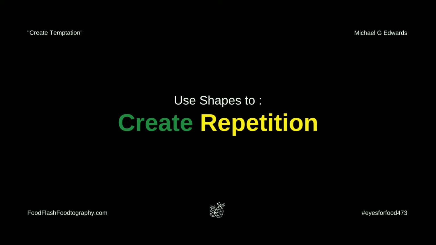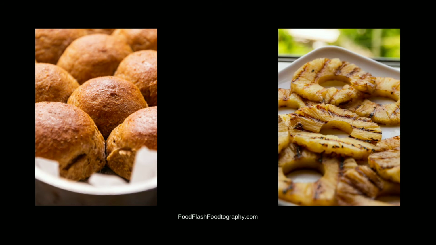Using shapes for repetition. This is probably the easiest use of shapes compositionally in food photography. Repetition of similarly looking elements in a photo often makes for grabbing images because we as people are naturally drawn to patterns and symmetrical things. This is from a blog post I read preparing for this video.